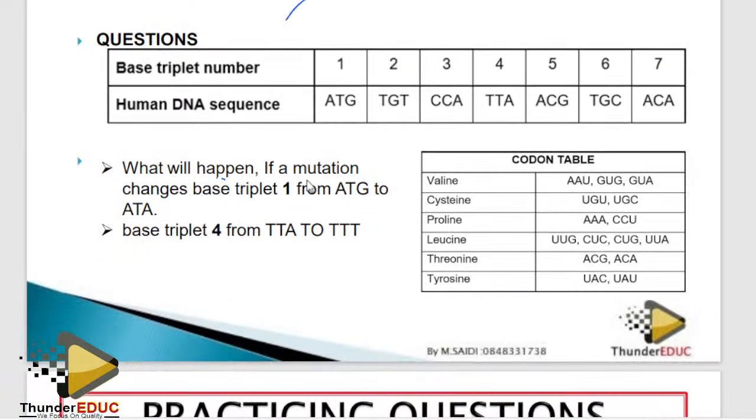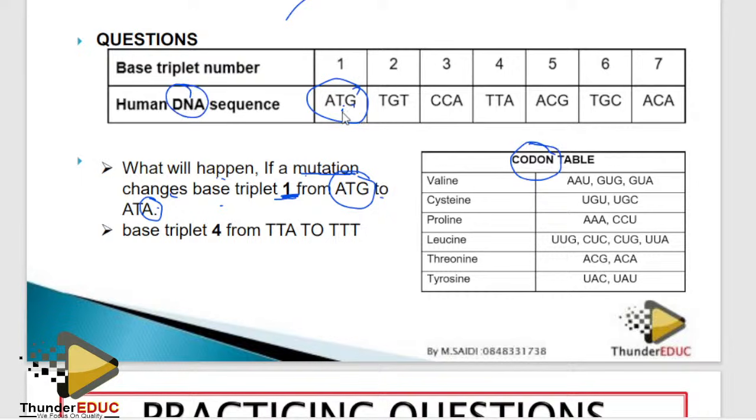What will happen if a mutation changes triplet number one? Triplet number one, it's this, from this to this, it means that this has been changed. Is it clear? You changed G to A. So now when they ask you such a question, you first identify what is here. It is a codon. What is given here is DNA.